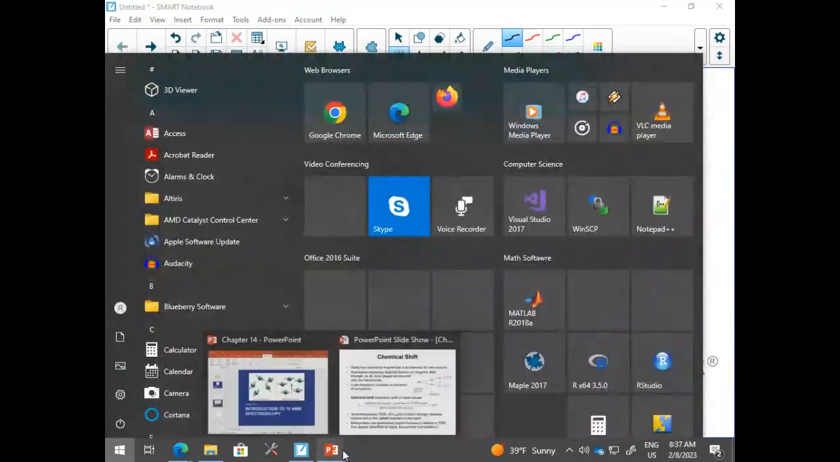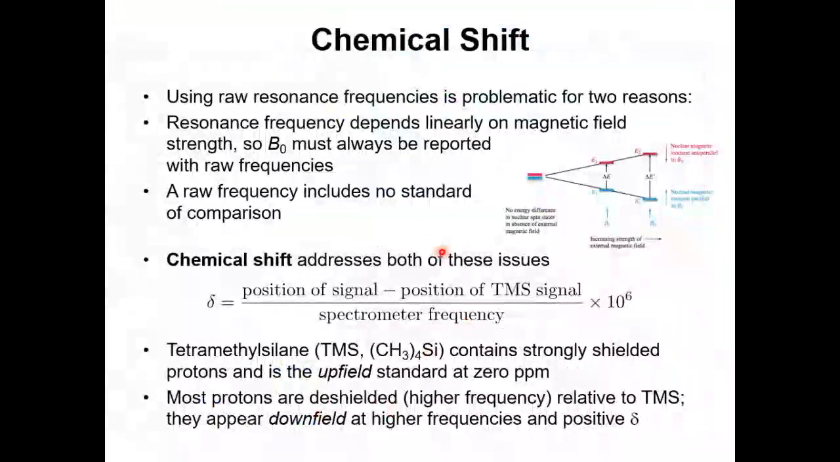The other reason for TMS is that it's a pretty stable compound. Pretty much all the protons in organic compounds have a lower electron density than the protons in TMS. Therefore, they have a higher resonance frequency, so they have a positive chemical shift value, because you take the resonance frequency of your signal of interest minus the resonance frequency of TMS, then divide by the spectrometer frequency times a million.